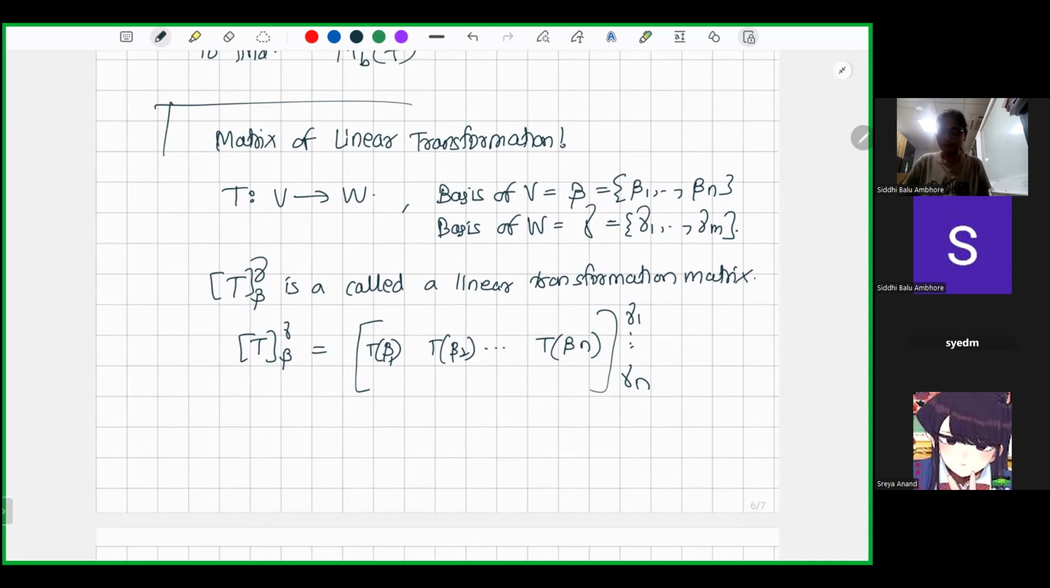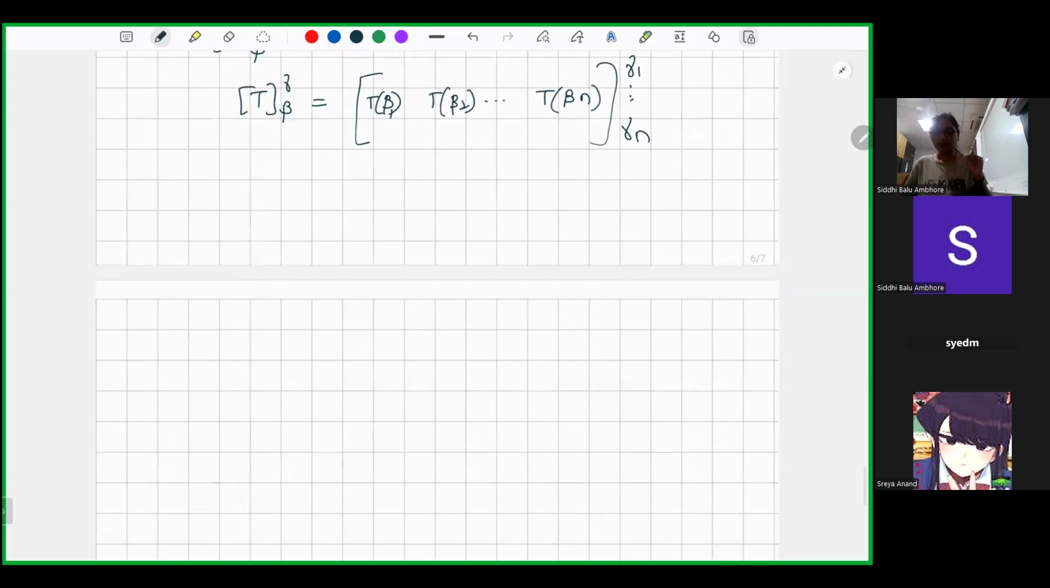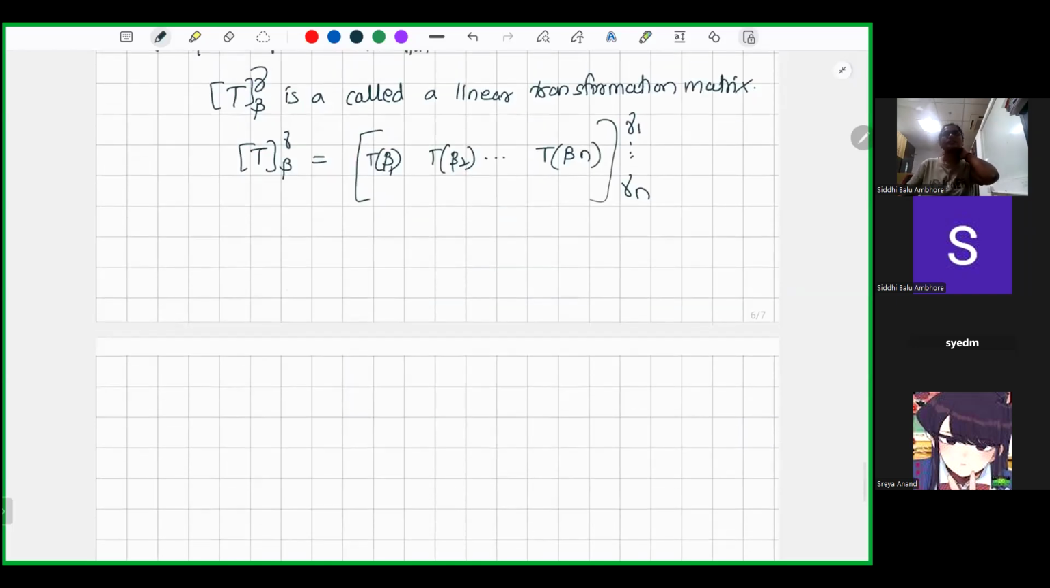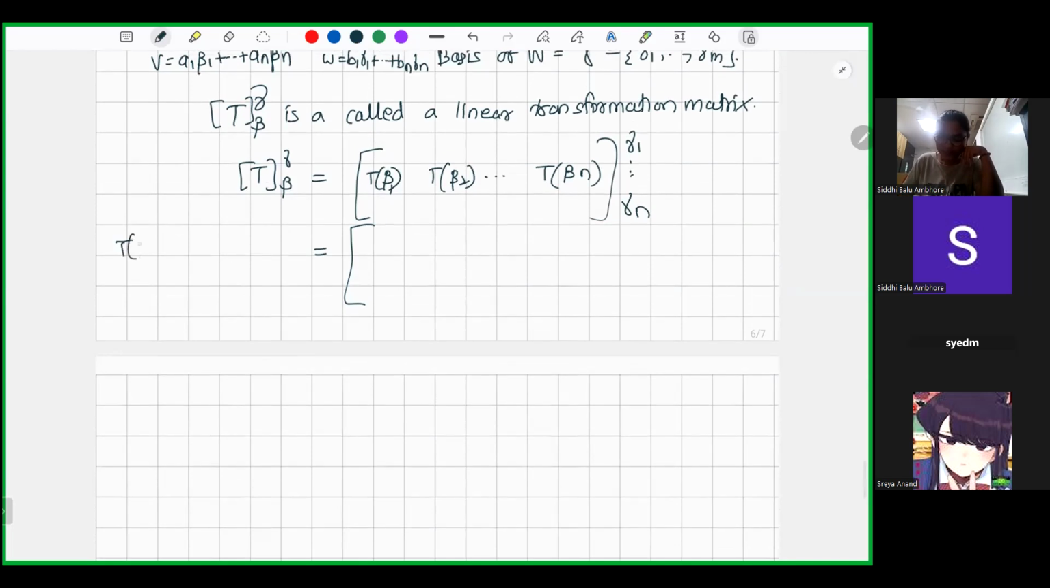This V is some a1 beta 1 plus ... plus an beta n, in general, and W is b1 gamma 1 plus ... plus bn gamma n. So this matrix is actually this, and what it does, we will see in examples that what exactly it does.